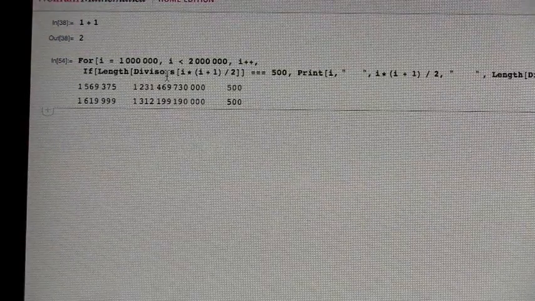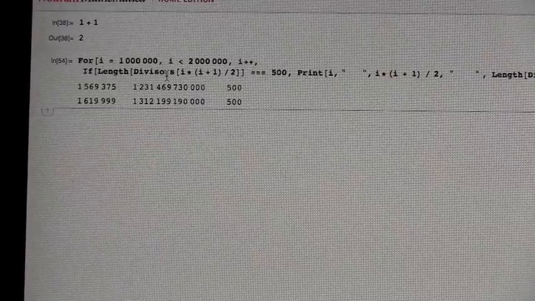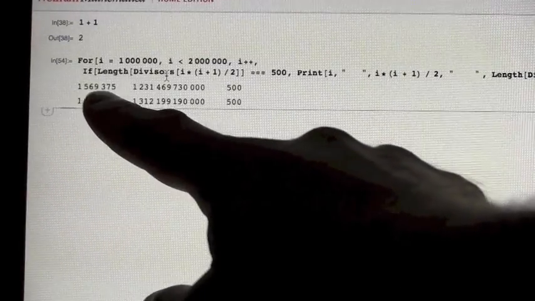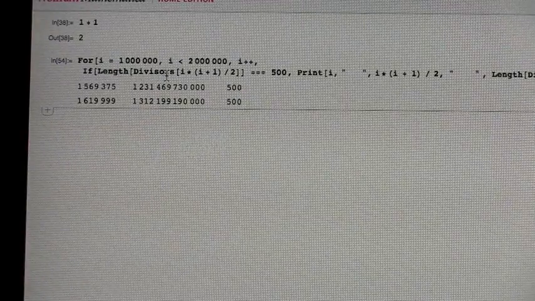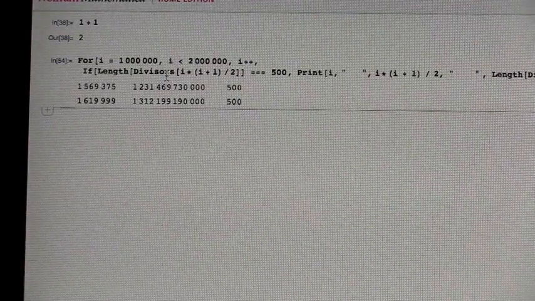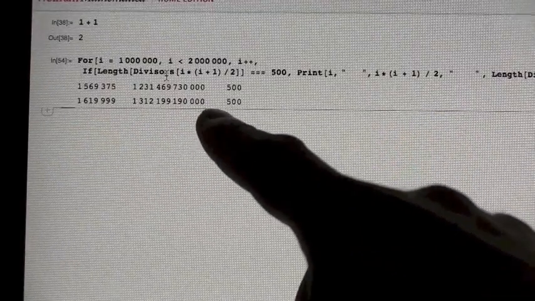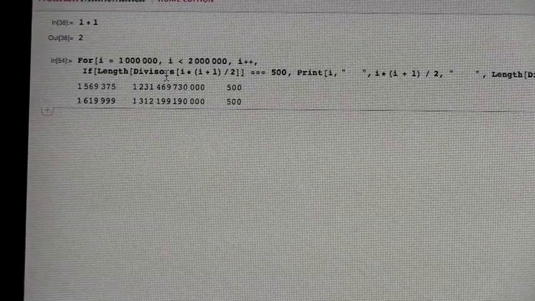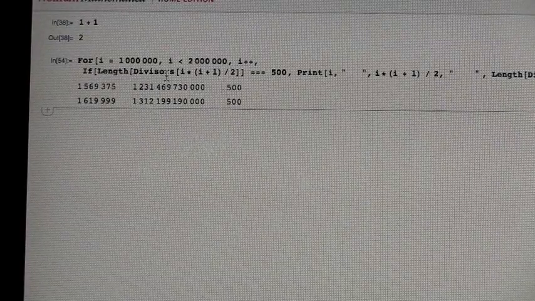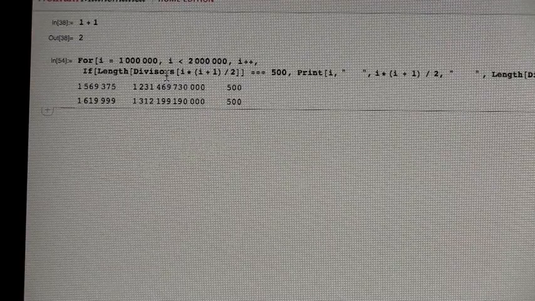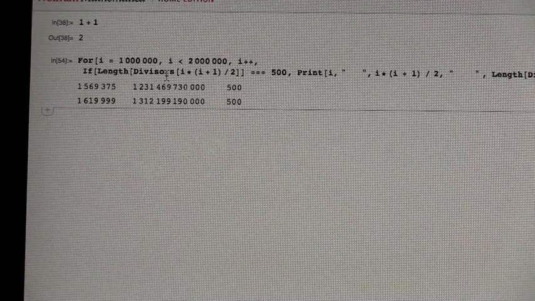Oh, hey, look. There are some. We found some. The 1,569,375th triangular number, which is that number there, has exactly 500 divisors. And then there's another one kind of right after that. It's almost 1,620,000. Yeah, so we found 2 between 1,000,000 and 2,000,000.